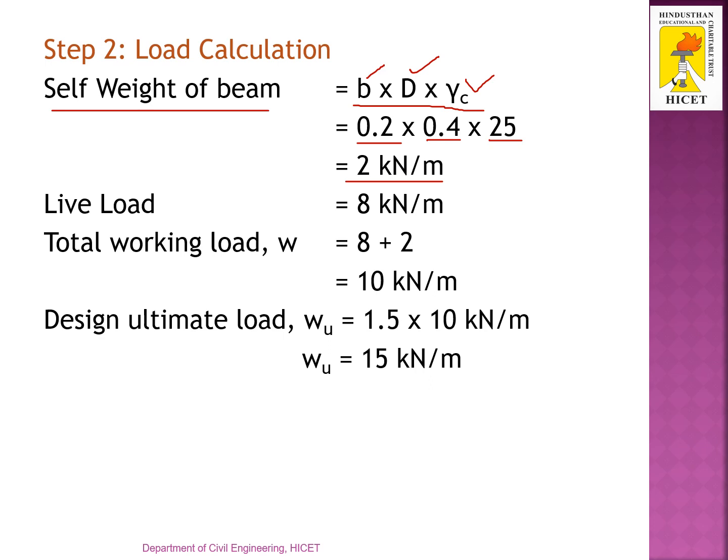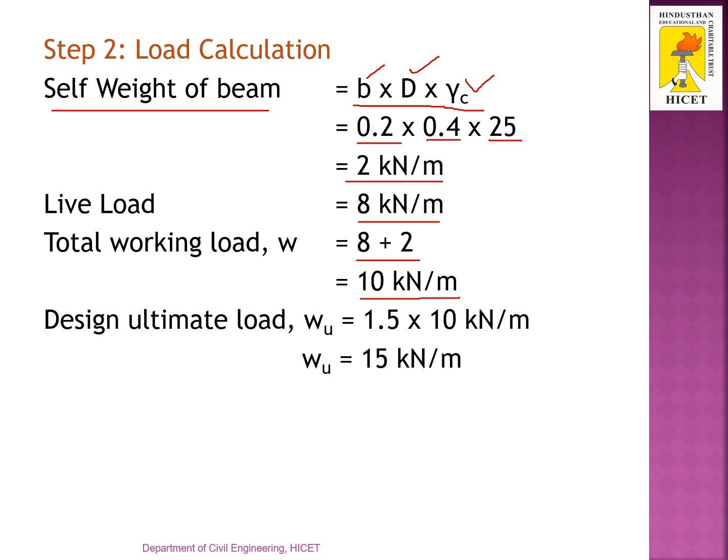So as per our question, live load value is given. So the live load is equal to 8 kilonewton per meter. So the total load is equal to self weight of the beam plus live load. 8 plus 2 is equal to 10 kilonewton per meter. So this is a working load.